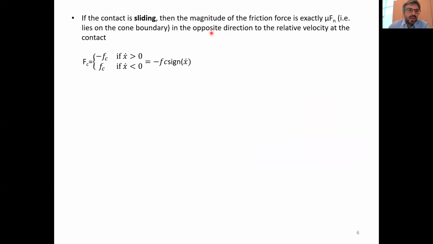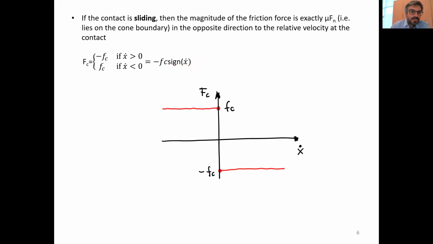So, if the contact is sliding, then the magnitude of the friction force is exactly mu times the normal, and the contact force lies on the boundary of the cone, in a direction that is opposite to the velocity vector. So it's minus Fc. We will see Fc depends on mu and the sign of the velocity.